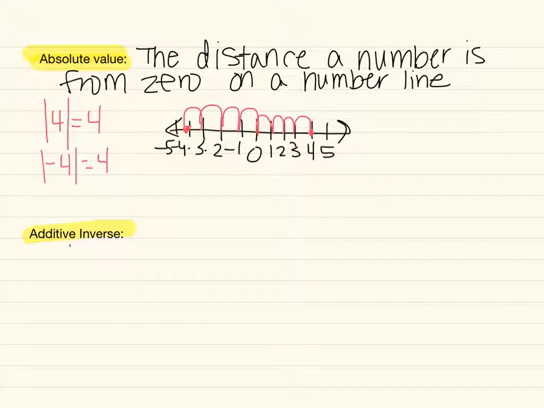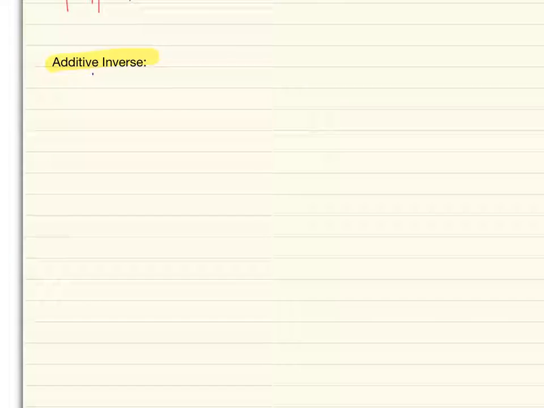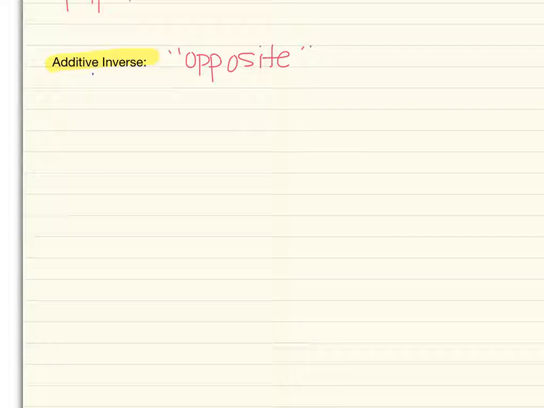And now we're going to move on to a new word called additive inverse. Now additive inverse, the way I always think of it, it's kind of a fancy way of just saying opposite. Okay, so that's the best way to try to remember it. And I'll show you what I mean here. Okay, so again, additive inverse means opposite.